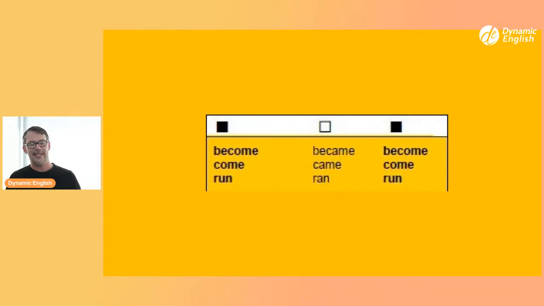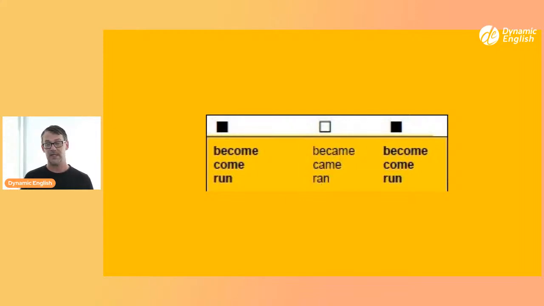All right, next, if you notice those black squares at the top, you're going to notice that these 3 verbs in this group, we just change one vowel. So we have become. Then in that middle category of the past, we're going to need to change that to an A, and that's became. And then we go back to the same using an O and become.